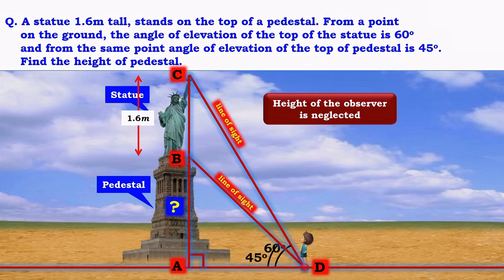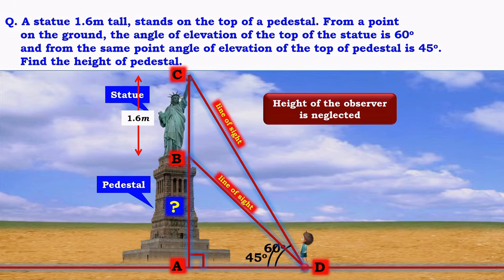The upper line of sight goes from point D to point C, the top of the statue. It makes an angle of 60 degrees with the ground. The height of the observer is neglected, as indicated in the figure. Also, the horizontal ground distance from point A to point D is common to both right-angled triangles.